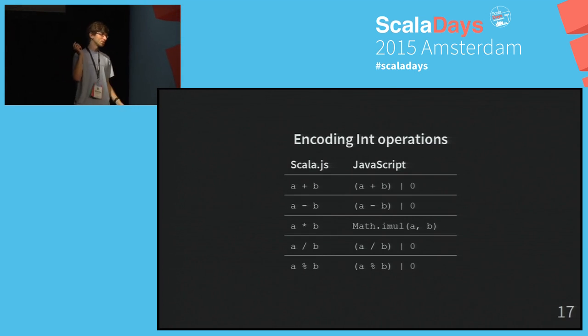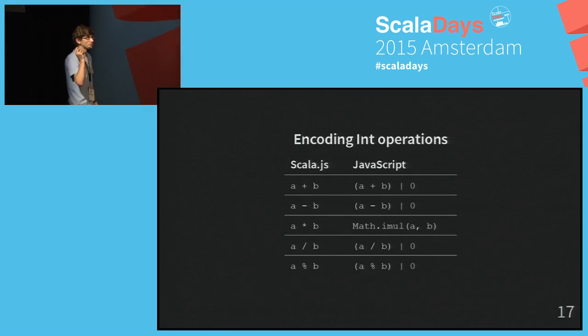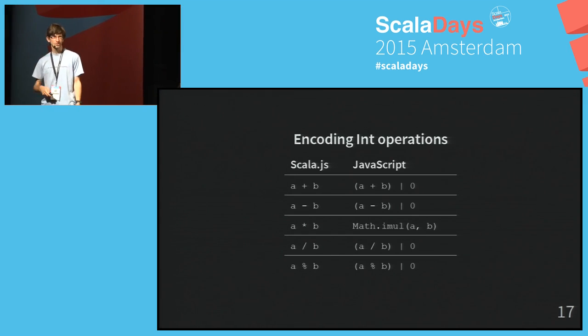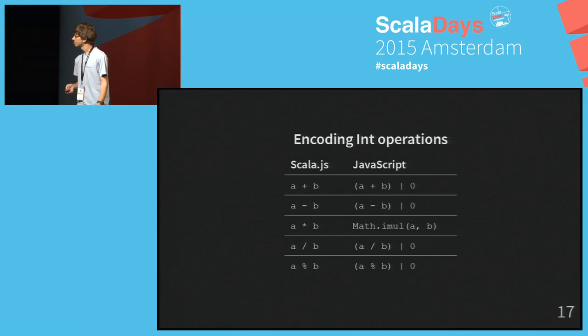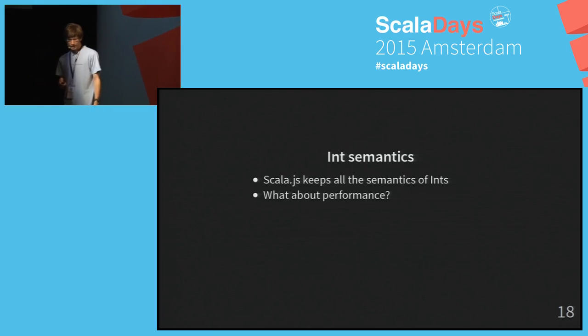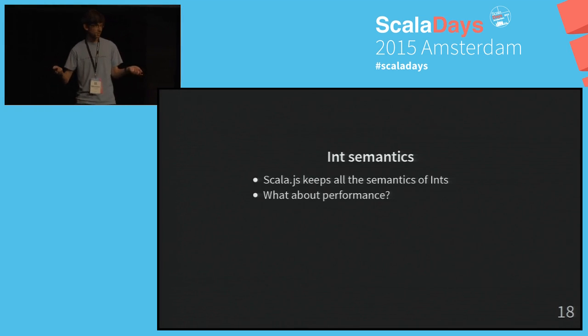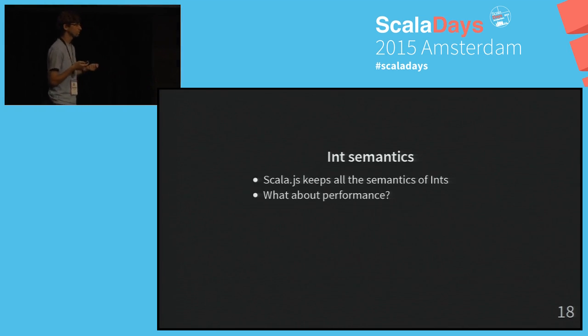Multiplication doesn't work quite so well, so they did introduce a new function in ECMAScript 6 that does it. But you can polyfill it. But don't worry, browsers have implemented it for quite some time now. So that's all and good. With this, Scala.js can give you the proper semantics for ints, in the sense of the same as on JVM. But then what about the performance, right?